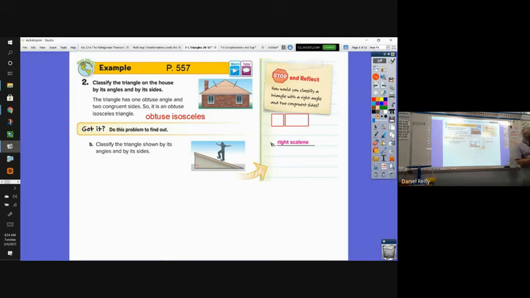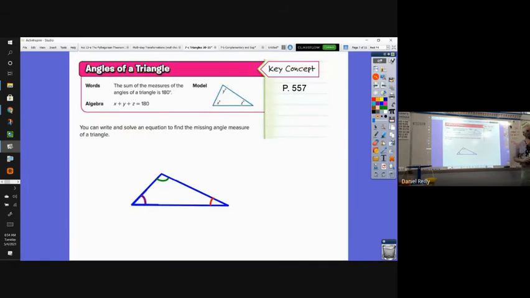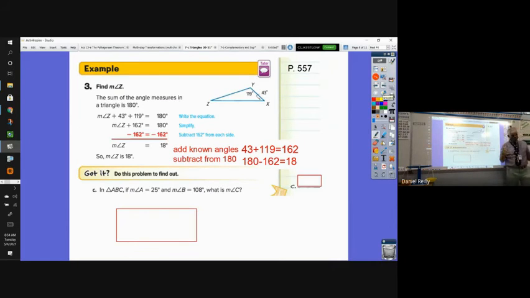All right, the last part of this is a special rule about the angles of triangles. The angles of a triangle all add up to 180 degrees. Always, for every triangle. The 3 angles in a triangle always add up to 180 degrees. 1, 2, 3 angles. Okay? So, if you know 2 of the angles in the triangle, you can always find the 3rd angle.